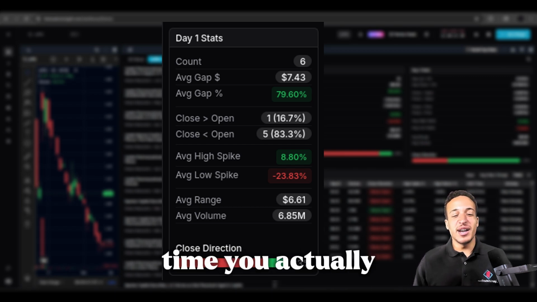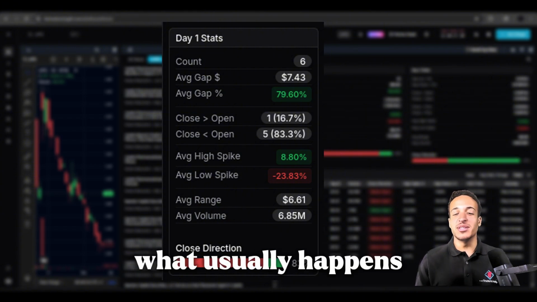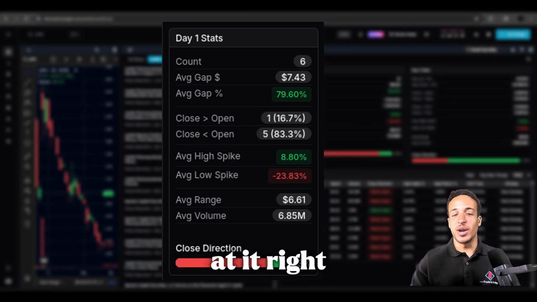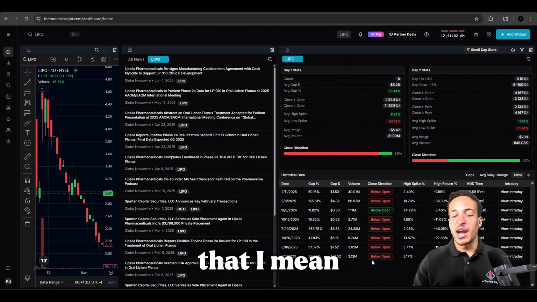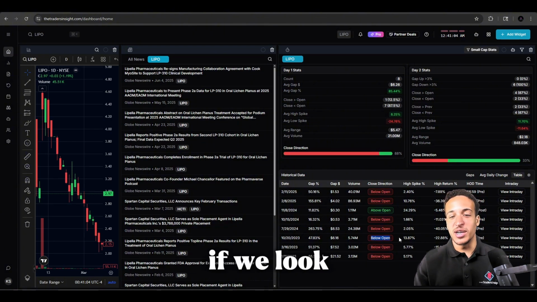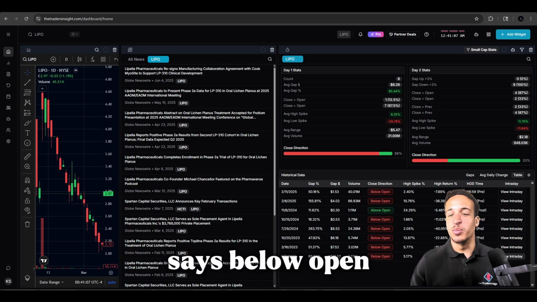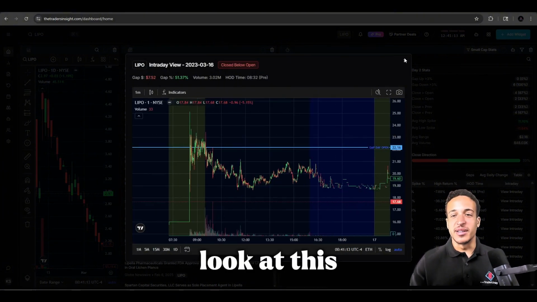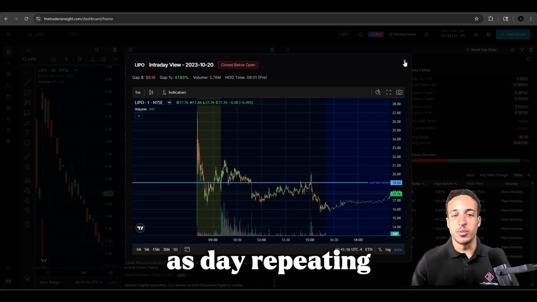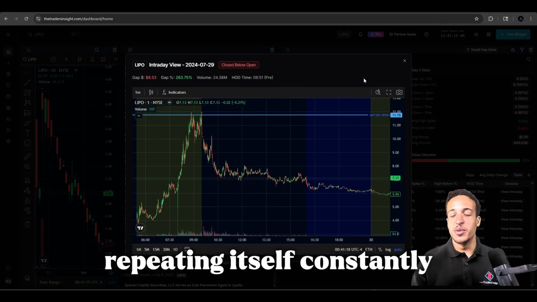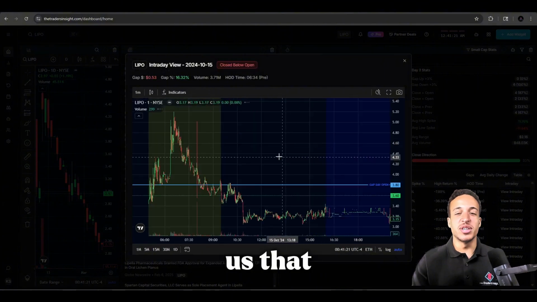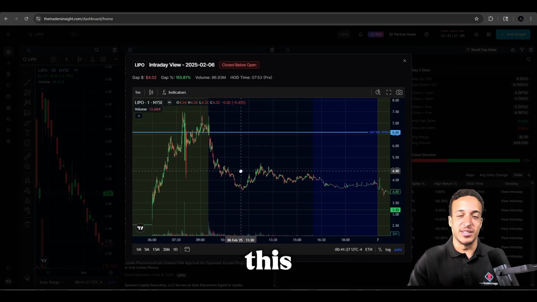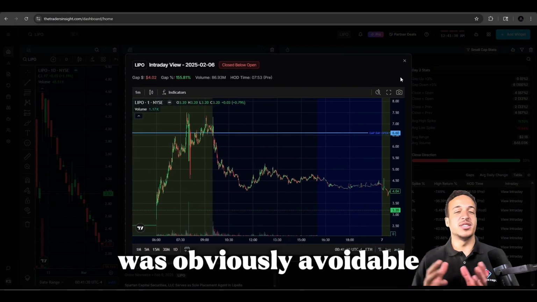And the more time you actually study what usually happens, the less you'll get shaken up by what's happening right now. If we look at it right here, we can see that most of them say close. If we look at the close direction, most of them say below open. We can take a look at the intraday charts, and look at this. It's clear as day, patterns repeating themselves constantly. This shows us that this is something that usually happens when this stock gaps up like this, and so this was obviously avoidable.